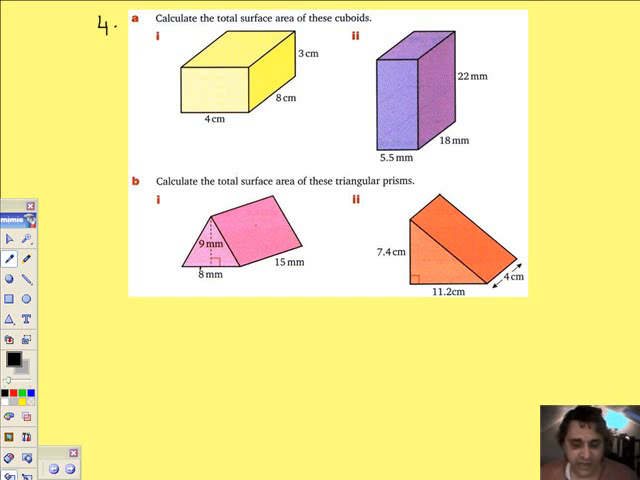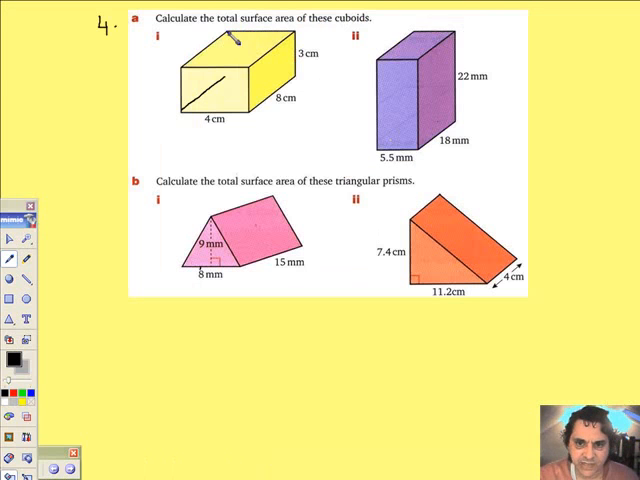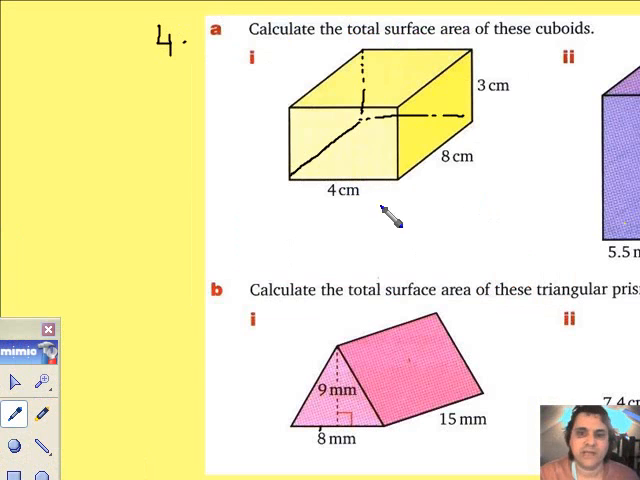Right, carrying on with 11.3, page 184-185. We're looking at question 4: calculate the total surface area of these cuboids. You may remember from previous videos that we have 6 rectangular surfaces. That should be a dotted line really, there you go. Hope you can see 6 rectangles there.